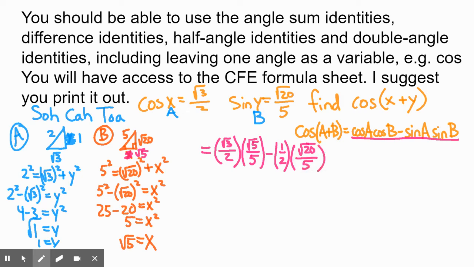All right, so you can see that it's going to have a common denominator, right? Because 2 times 5 and 2 times 5 on the bottom. So I'm just going to do that. 2 times 5 is 10. I can do that in my head. And then we're going to have square root of 3, square root of 5, minus 1 times the square root of 20. And that's not quite done, and I'll tell you why.